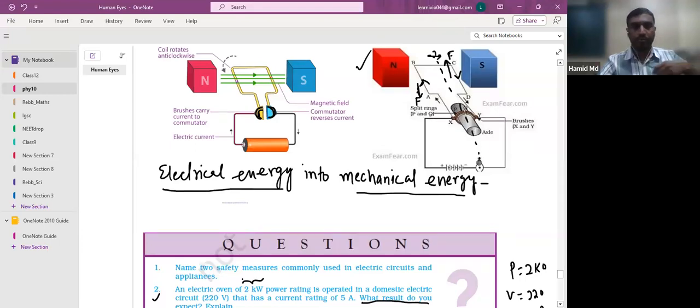So how will it do? See, this is like that. So it will go like that. So it will have one half rotation. So now it is parallel to the perpendicular to the surface. So now it has momentum, but there is no force.